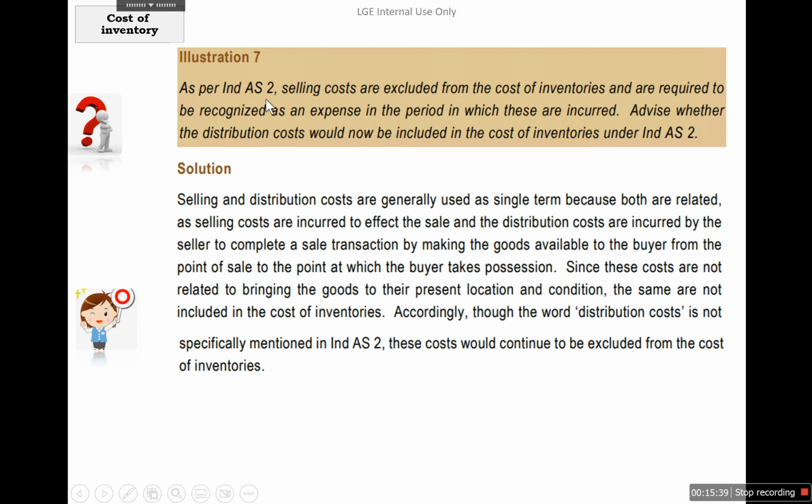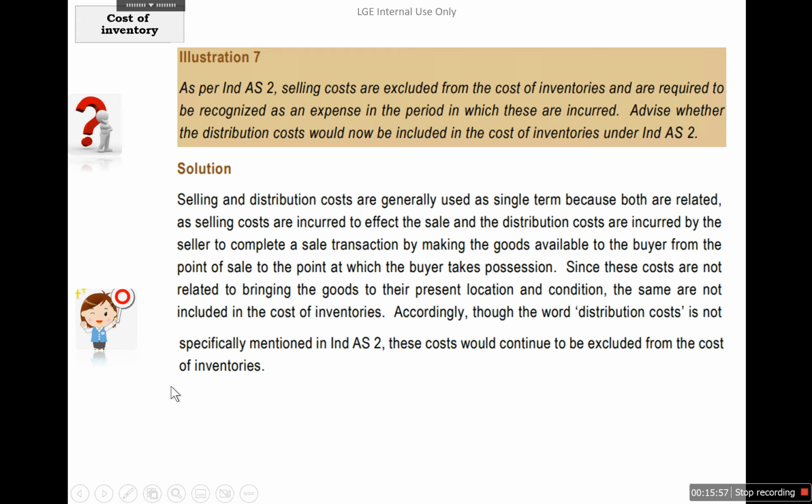Next question is, as per Ind AS 2, selling costs are excluded from the cost of inventories and are required to be recognized as expense in the period in which these are incurred. Advise whether the distribution cost would now be included in the cost of inventory under Ind AS 2.